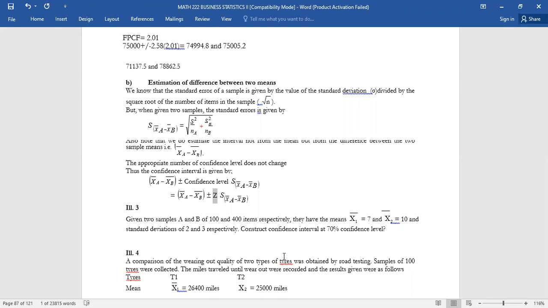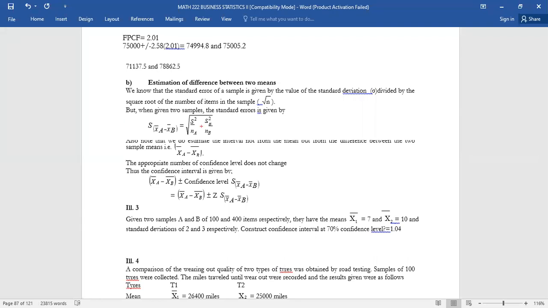So we are given two samples here, A and B. I'm looking at 70. At 70, it is 1.04. So that will be key when we'll be winding up on the population. So we go.